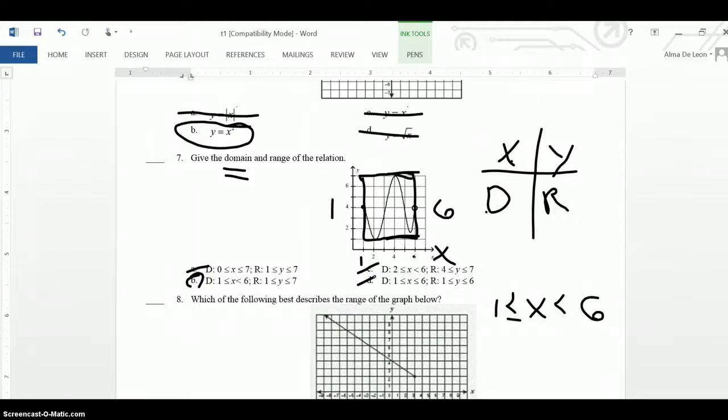But if we wanted to look at our range, we look at our y values, so we focus on the y-axis, which goes up and down. At the bottom we have 1, and at the top we have 7. So our range would be from 1 to 7, and we are using both of those numbers, so we will put lines underneath.